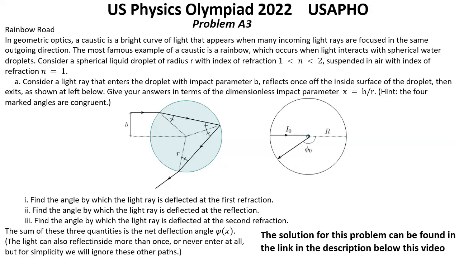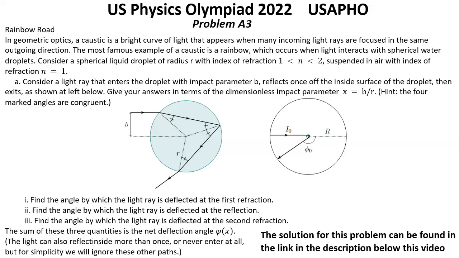US Physics Olympiad year 2022, USAPHO final round. Problem A3. Rainbow road. In geometric optics, a caustic is a bright curve of light that appears when many oncoming light rays are focused in the same outgoing direction. The most famous example of a caustic is a rainbow, which occurs when light interacts with spherical water droplets.